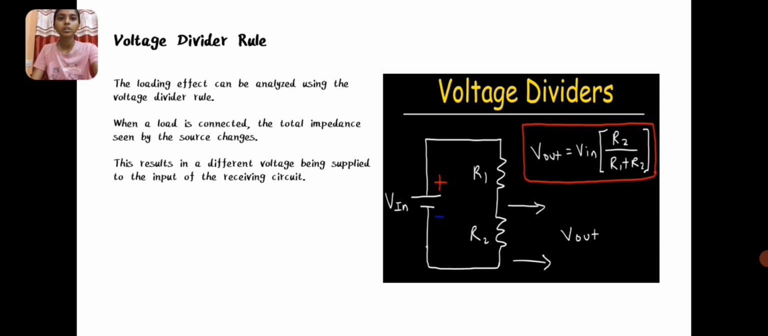Voltage divider rule. The loading effect can be analyzed using the voltage divider rule. When a load is connected, the total impedance seen by the source changes. This results in a different voltage being supplied to the input of the receiving circuit.